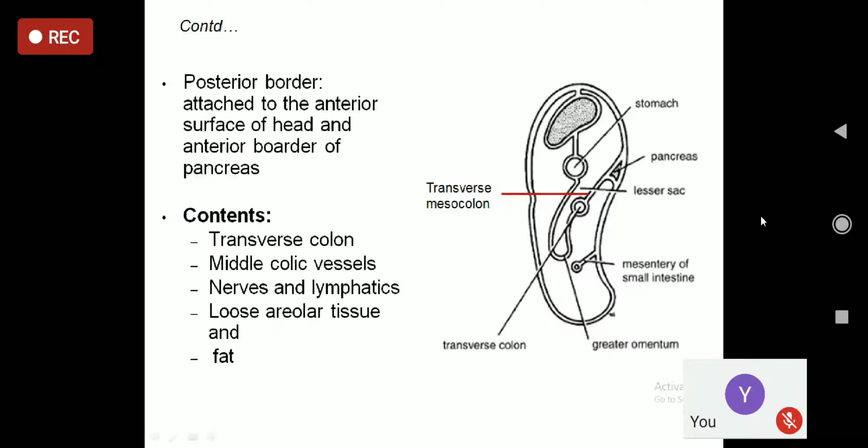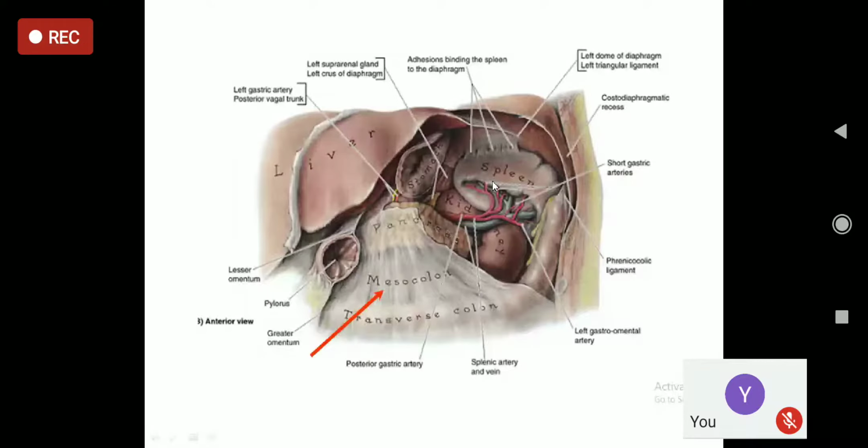And the contents of the transverse mesocolon are the transverse colon, middle colic vessels, nerves and lymphatics, loose areolar tissue, and fat. So they are the contents of the transverse mesocolon. So this is the transverse mesocolon. Here we can see the body of the pancreas. In front of the body of the pancreas, the anterior border, there is the attachment of the transverse mesocolon. And here the anterior border is attached to the transverse colon. So this is the transverse mesocolon.